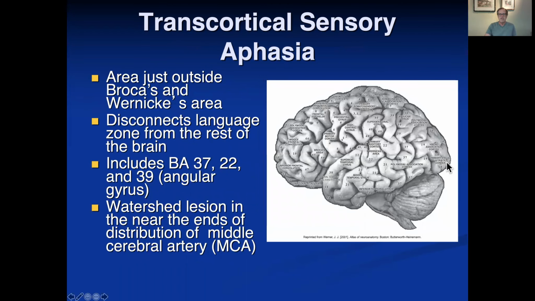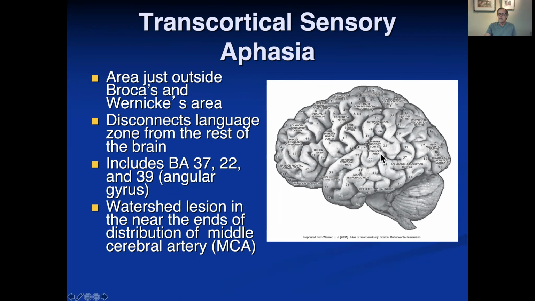Transcortical sensory aphasia. In transcortical sensory aphasia, the area is just outside Broca's and Wernicke's area. And basically there's a disconnection between the language zone, which you know is here, and the rest of the brain. It may include areas 37, 22, and 39. So right around here.